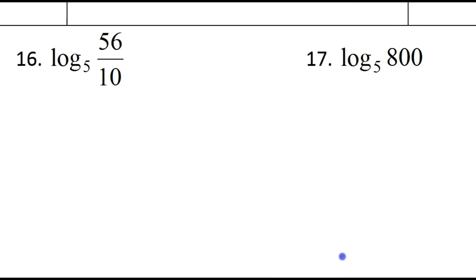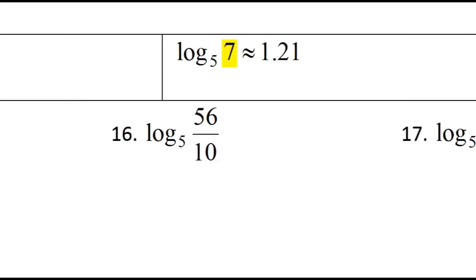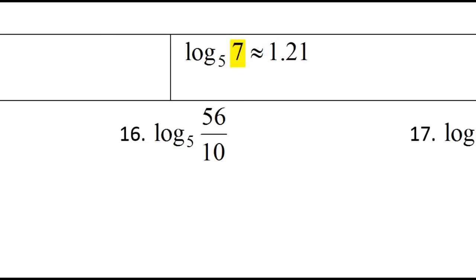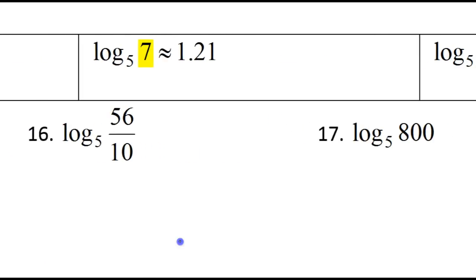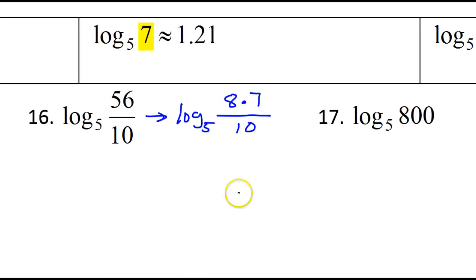All right, now I'm looking at 56. Now again, remember, we're looking for three numbers, 8, 7, and 10. Well, I already see the 10, and 56 is 8 times 7. So I could think of this as log base 5 of 8 times 7 over 10. So there's my 8, my 7, and my 10. So now let's just use our properties of exponents to expand this.